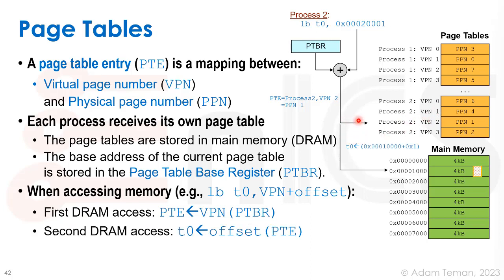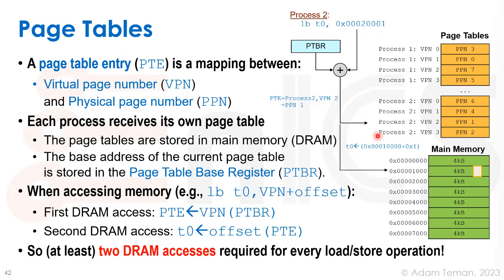The second DRAM access now is going to take the PPN that it got out of here. It takes the physical page number, and it's going to use that to go and access the page. Then it's going to take the offset from that and go and figure out which byte to actually select. So we need at least 2 DRAM accesses for every load store operation. The first one to get the mapping from virtual page number to physical page number, because we said these page tables are stored in DRAM. The second one is to go and take the physical page number we addressed and access main memory again and take out the particular byte or word or whatever we want to actually access over there.